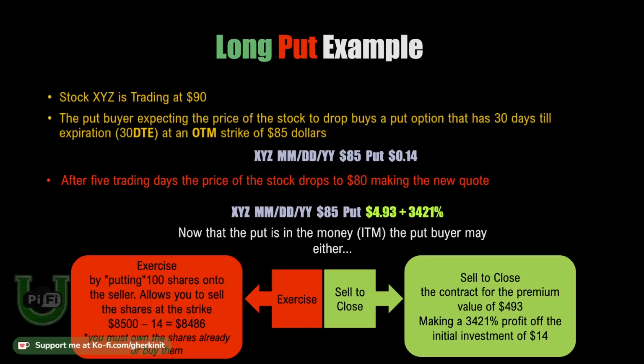If they choose to sell to close or take profit from their contract, they can sell it for a premium value of $493 or $4.93 times 100, making a 3,421% profit off their initial investment of $14.